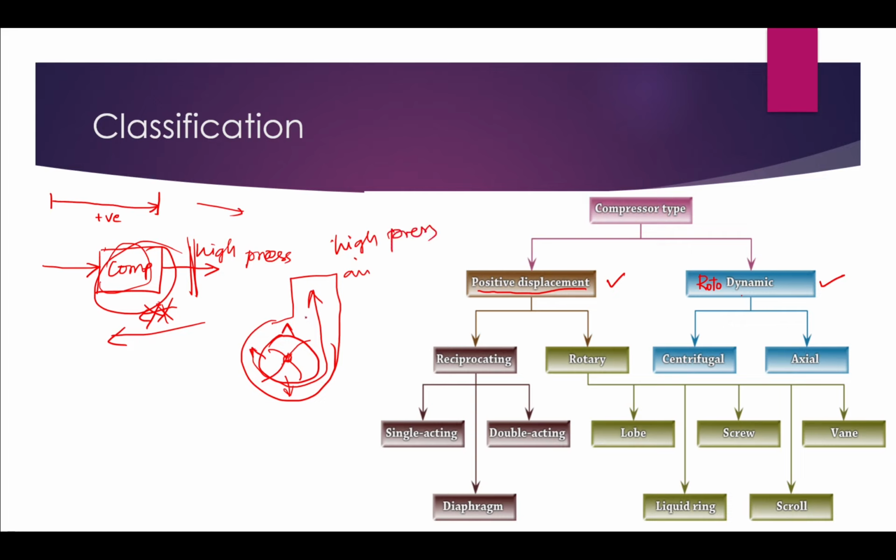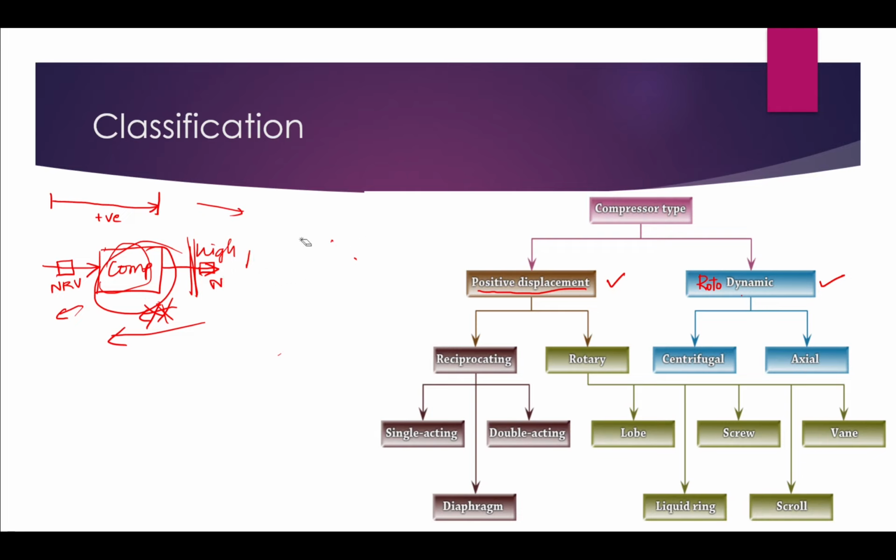In this case, there is a chance that if there is an obstruction here, this air will be rotating here or it may go back, because there is no solid surface restriction. Whereas in this case, we will use non-return valves during suction and also non-return valve during delivery. So there is no chance of coming back. Whereas in rotodynamic, there is a chance that air can flow back.